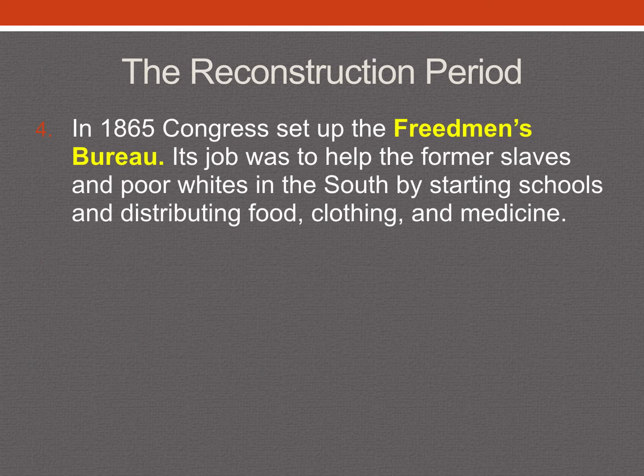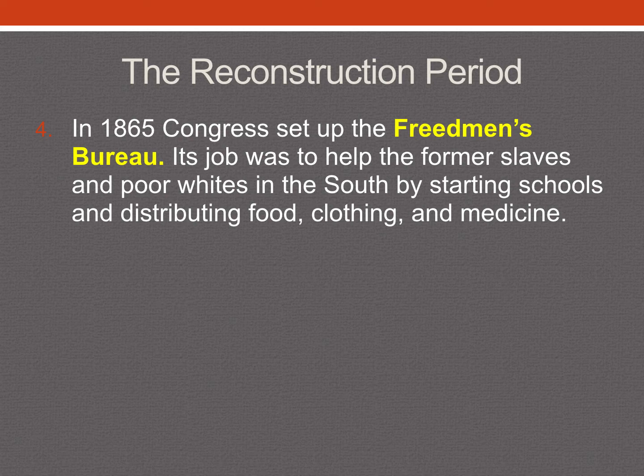In 1865, Congress sets up the Freedmen's Bureau. The job of the Bureau was to help freedmen, or former slaves, as well as poor whites in the South, by starting schools and distributing food, clothing, medicine, trying to kind of help the former slaves and poor whites get back on solid ground, hopefully trying to set the stage for some economic growth amongst these groups.